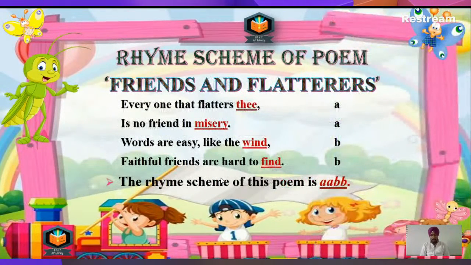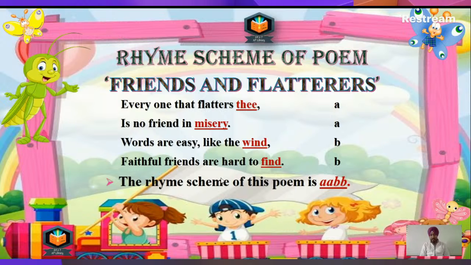Now we will discuss the rhyme scheme of Friends and Flatterers. One stanza is there on your screen, which you are seeing. Everyone that flatters thee. We will write A against this line, and in the next line, misery. At the end we have the word misery. So here also we will write the same letter, A.